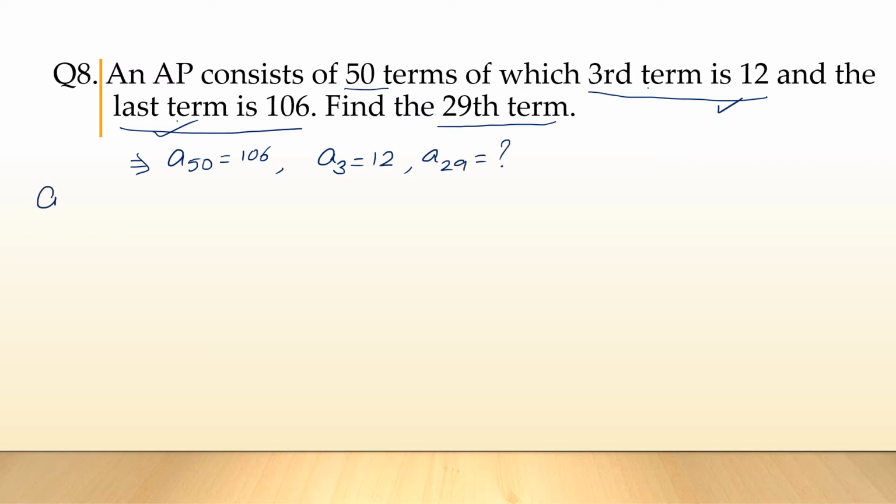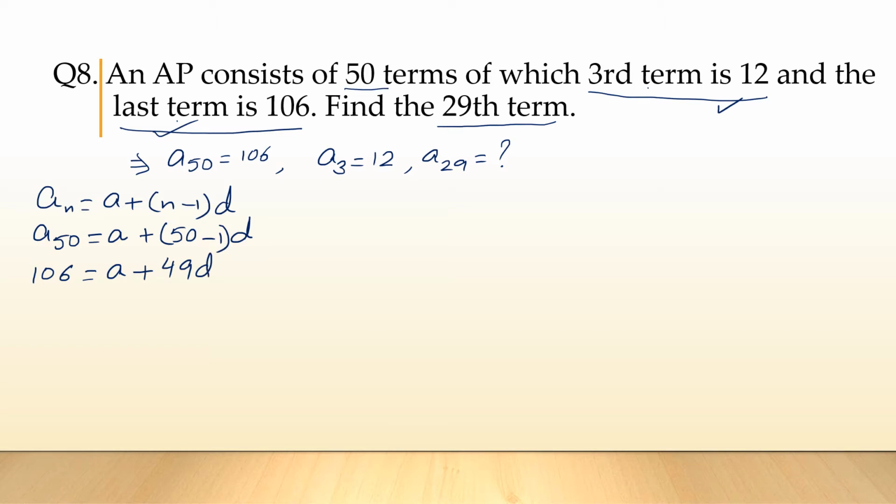Now let's use the formula for nth term, which is a plus n minus 1 d. Let's substitute the value. The value of n is 50. The AP is not given, so we don't know the value of a and d. The value of n is 50 minus 1. A50 is 106, a plus 49d. So we got the first equation, which is a plus 49d is equal to 106. This is our first equation.